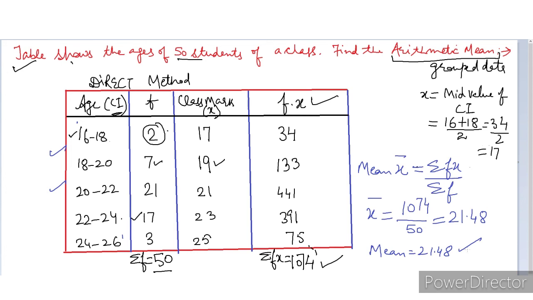So students, columns 1, 2, 3, 4 are the columns to be used in the direct method, and this is the formula. At the end of the calculation, you are going to use this formula, and this is the easy way of finding the mean using the direct method.